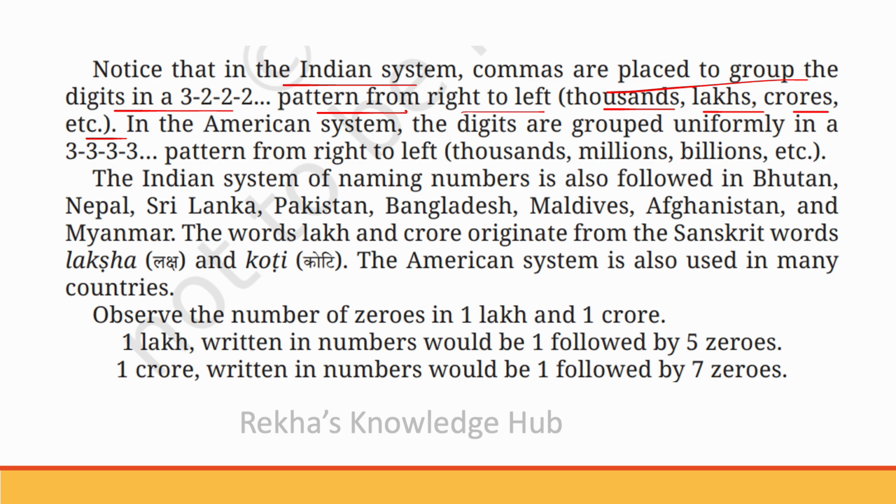In the American system, the digits are grouped uniformly in a 3, 3, 3, 3 pattern from right to left, with thousands, millions, billions, etc. In the American system, for big numbers, you always count 3 digits from the right and put a comma. Then another 3 digits, put a comma, and so on. It is a 3-3-3-3 pattern.